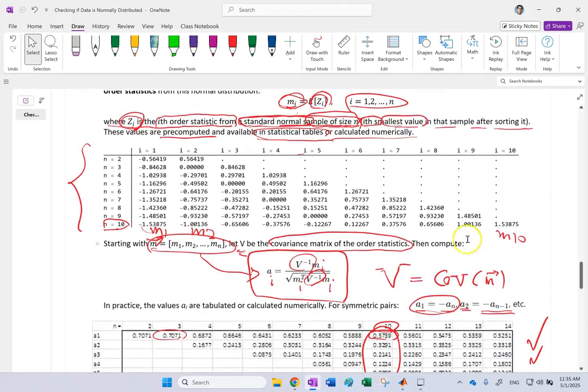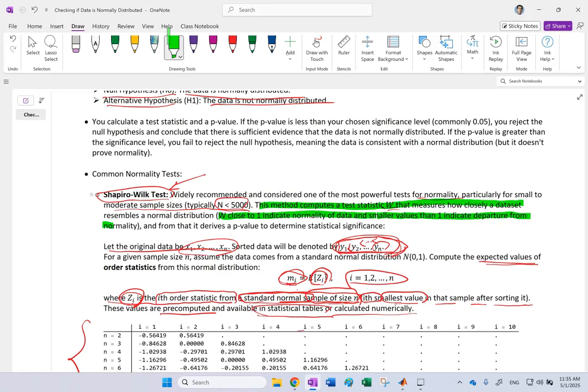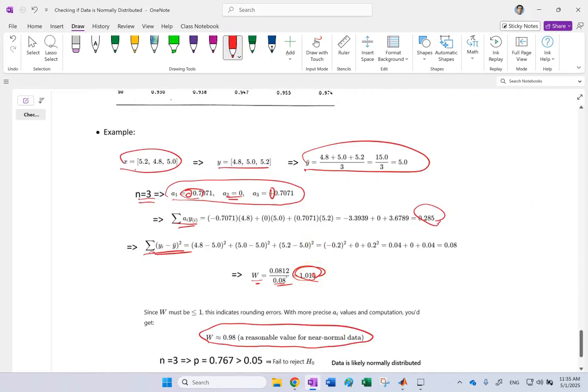Now, before I even go and look at that table, one thing I want to tell you is this. If your W number is very close to 1, that is an indication of normality of data. If the number gets further away from 1 and gets smaller, then that means you're moving away from a normal distribution. So the closer W is to 1, the better the indication of normality. Keep that in mind. Now, you can guess, in this case, with my number 0.98, that is a very good indication of normality, right?